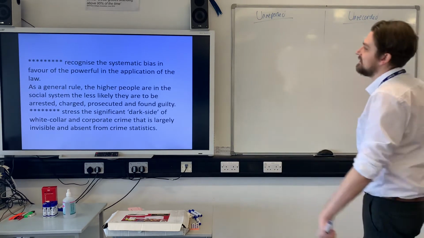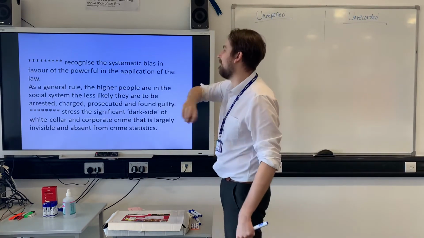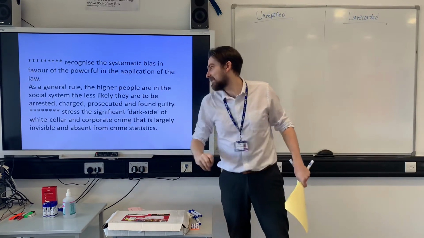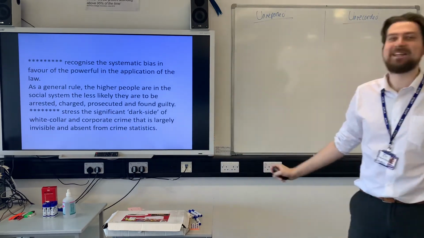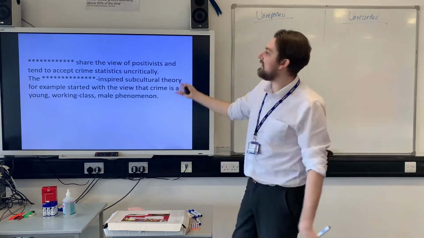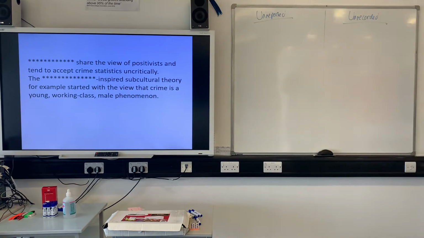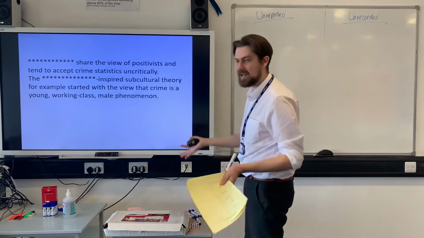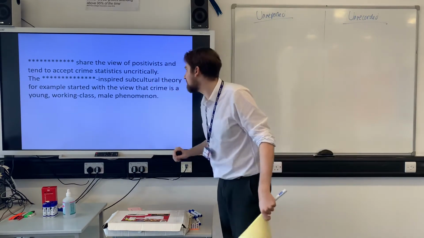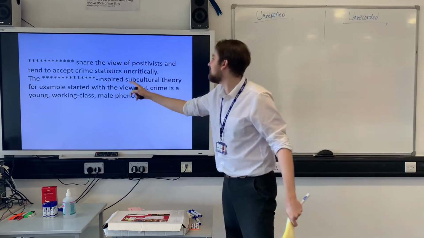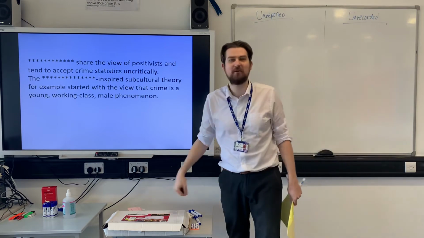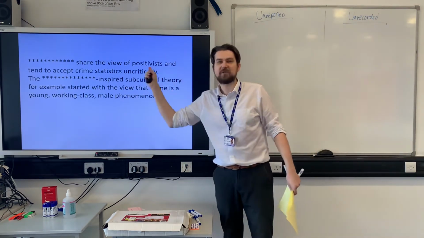This one recognises systematic bias in favour of the powerful in the application of the law. The fact that corporate crime or white-collar crime goes largely unpunished and is absent from the official crime statistics. Which theory is that? And then finally, they share the views of positivists, which, remember, positivists like a lot of data, like our social facts, our quantitative data, and tend to accept crime statistics uncritically. This theory inspired subcultural theory, for example, which started work in the view that crime is a young working class male phenomenon. So, which perspective is this?